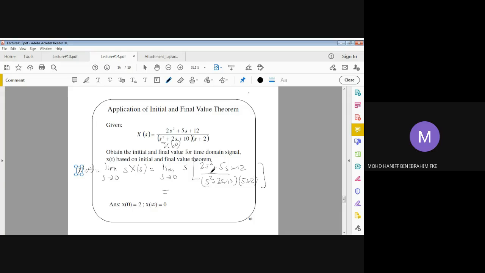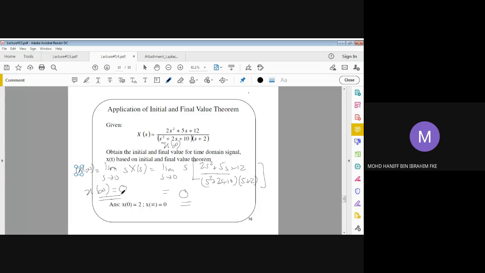When we substitute s equal to 0 in these terms here, the value will be equal to 0, which means that x infinite, or the final value for x(t), will be equal to 0. Right, so this is what we call the properties of the initial value and final value theorem. Any questions on these properties?